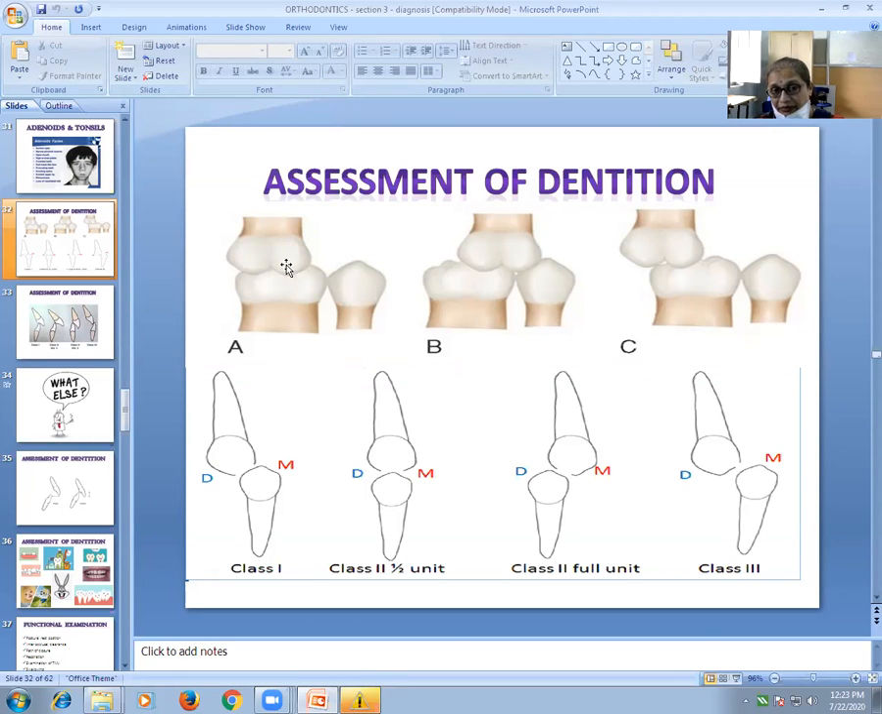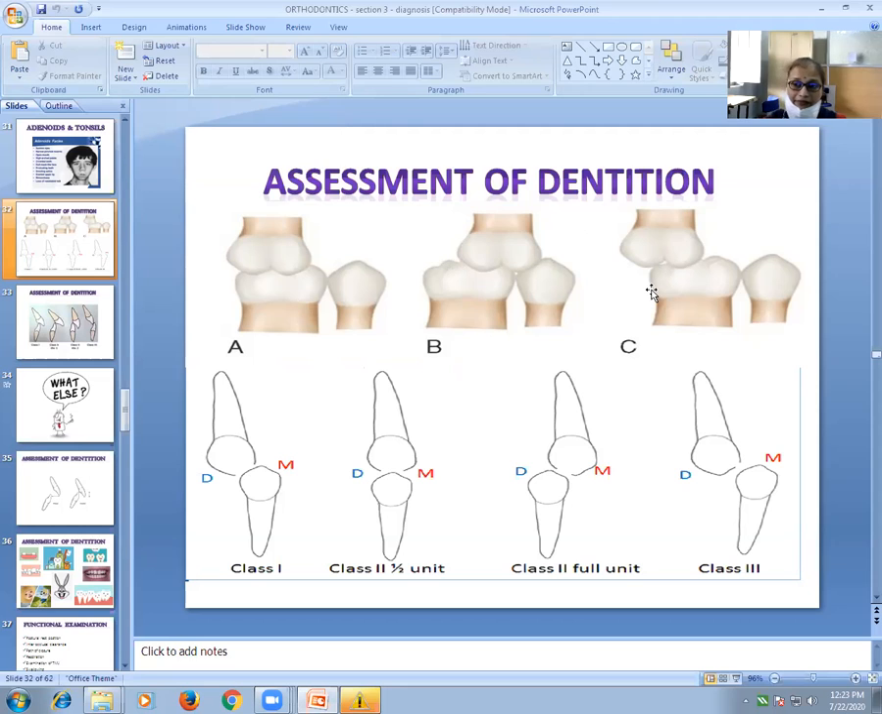Class 1, class 2, class 3. What is class 1? Upper mesiobuccal cusp is occluding in the lower mesiobuccal groove. Class 2, upper distobuccal cusp is occluding in the lower mesiobuccal groove. Class 3, upper mesiobuccal cusp is occluding distally away from the mesiobuccal groove.